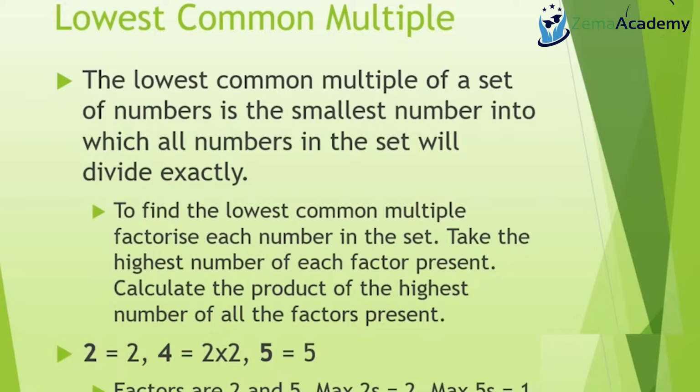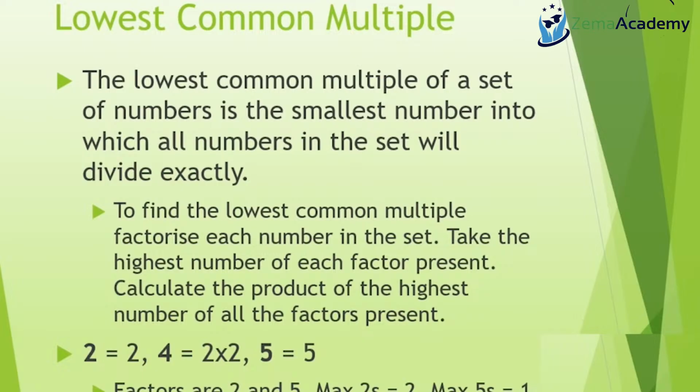To find the lowest common multiple, we have to again factorize each set. We have to take the highest number of each factor, and then we work it out using that, and I'll show you here. Here's a nice simple example at the bottom. I've factorized 2, 4, and 5. Obviously 2 is already a prime number, 5 is already a prime number, 4 isn't. 4, when you prime factorize it, is 2 times 2.